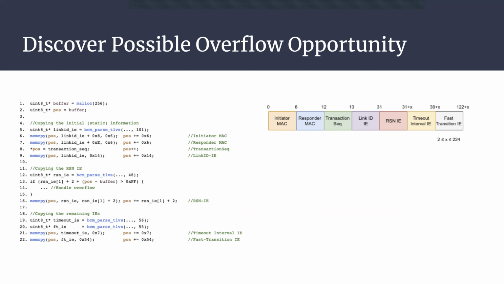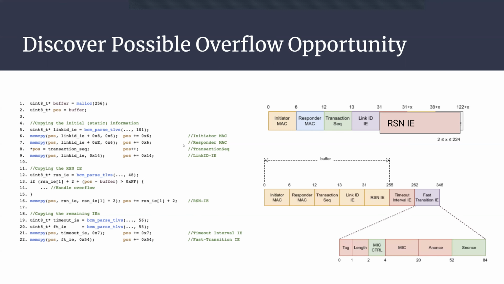A high-level logic of the setup function derived from reverse engineering is as follows. Although the function verifies that the RSN IE's length does not exceed the allocated buffer's length, it fails to verify that the subsequent IEs also do not overflow the buffer. And as such, setting the RSN IE's length to a large value will cause the timeout interval and fast transition IEs to overflow the buffer.